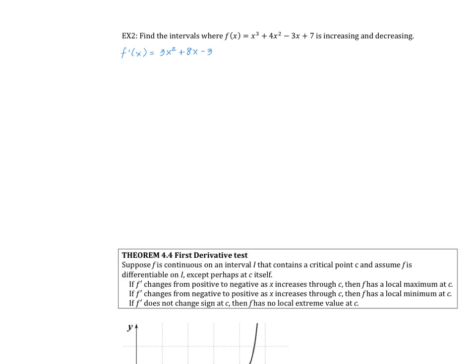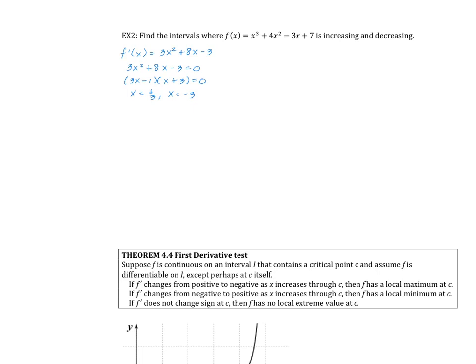First thing I'm going to do is figure out where the first derivative is 0. So if I set 3x squared plus 8x minus 3 equal to 0, I believe that's factorable. I think it's 3x minus 1, x plus 3. So when x is equal to 1/3, or x is equal to -3, that's where the derivative is 0.